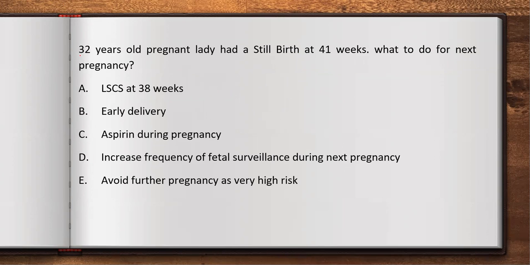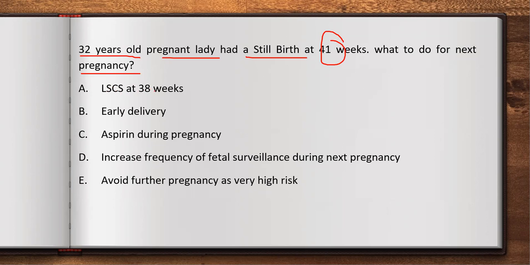Next question. 32-year-old pregnant lady had a stillbirth at 41 weeks. What to do for the next pregnancy? Now, once you have stillbirth, chances of stillbirth in the next pregnancy also increases. So what you can do to prevent the next pregnancy stillbirth, that is the question.